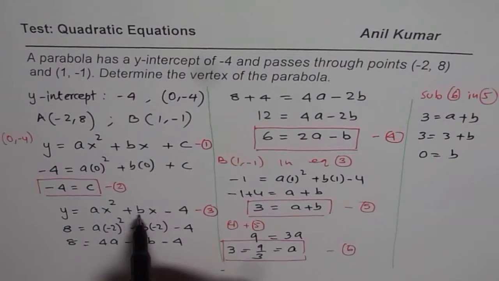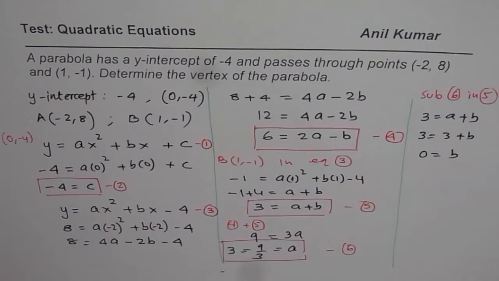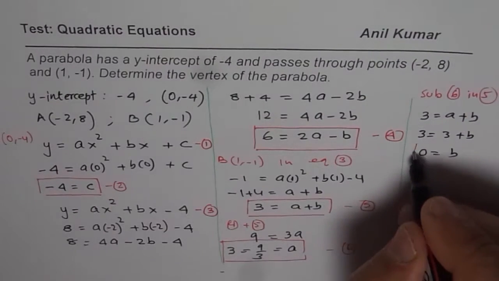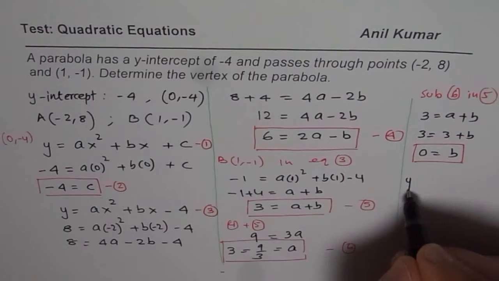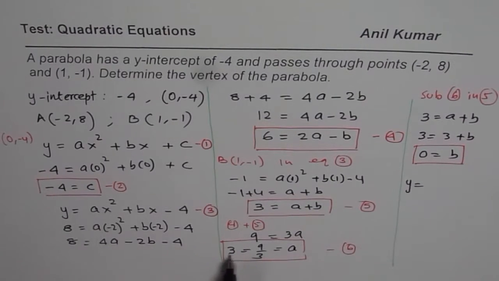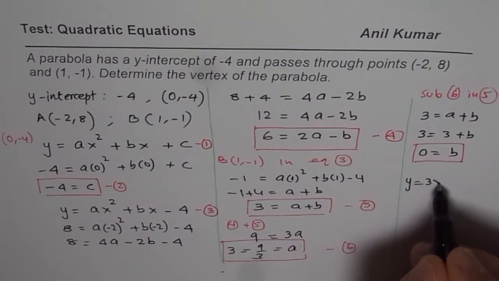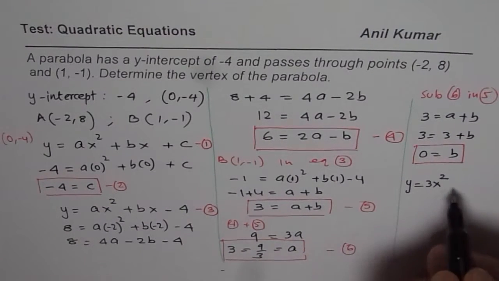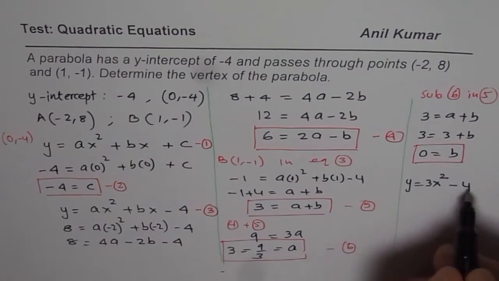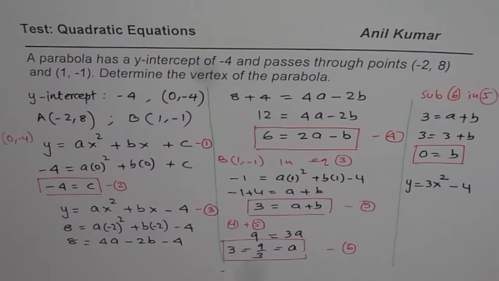Since b is 0 for us, we can now write down our equation. So we know all the three unknowns, a, b, and c. Substituting these values, we get y equals a, which is 3, so it becomes 3x squared. b is 0, so this term is 0, minus 4. So that is the equation which represents this parabola, correct?